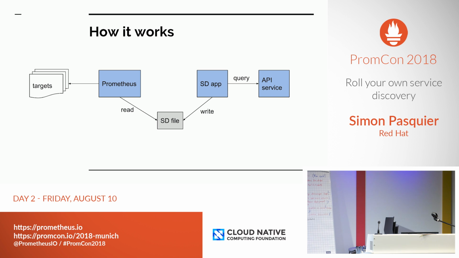You've got the talk from Marcus this morning that explained quite well how they do it at Fastly. This application is responsible for querying your API service and writing a file that will be understood by the Prometheus server. It will read it, and automatically reload the content of the file whenever a target appears or disappears from your inventory. And then it will automatically scrape your targets.